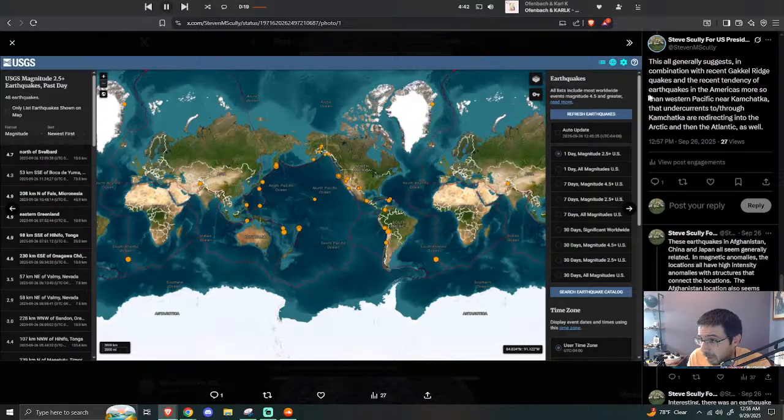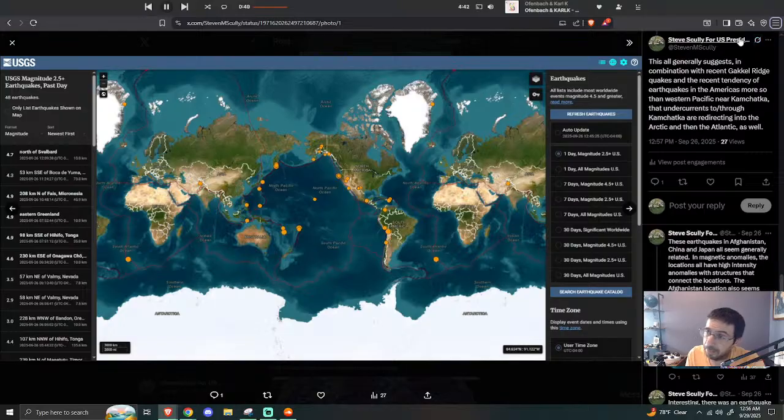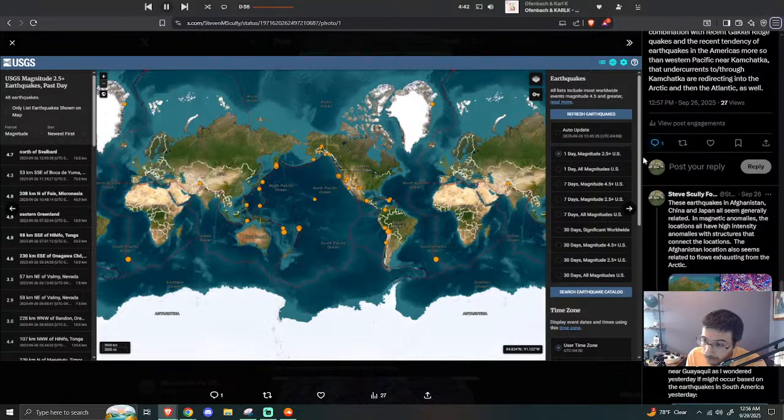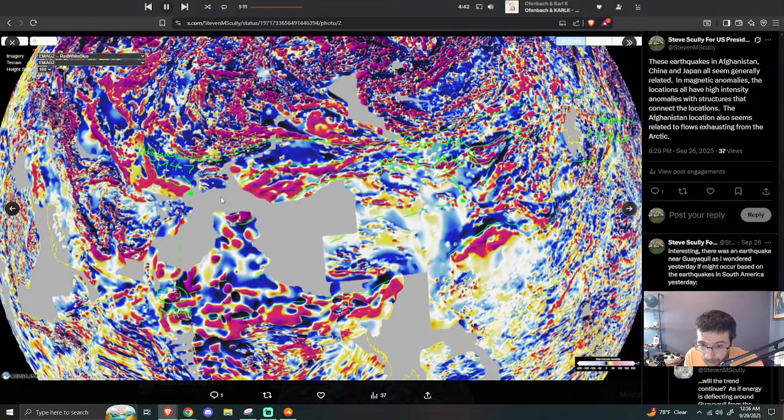That gave me the impression that maybe it's exhausting first into the Arctic, but then through the Arctic, and then also eastward into North America. That maybe is also interacting with the Arctic currents. Even though this is kind of on the wrong side, through the Arctic would maybe be more likely to be showing up over here. Maybe my thoughts initially, at least. Undercurrents through Kamchatka are redirecting in the Arctic and then the Atlantic as well. And then I just noted that place going on by Oregon. Generally in line with those. I don't know.